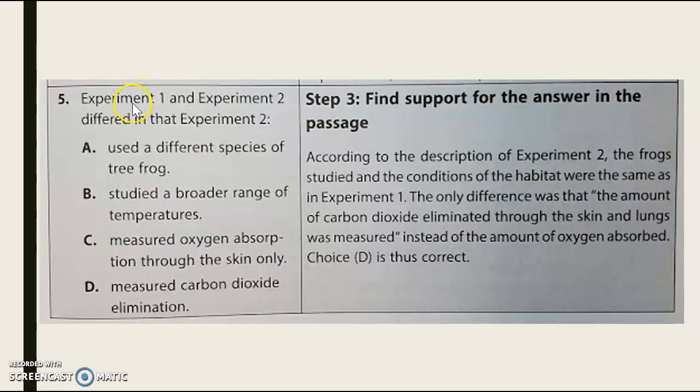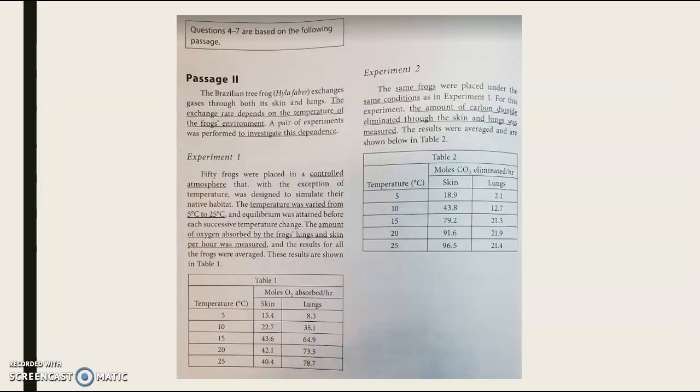Question number 5 is saying experiment 1 and experiment 2 differed in that experiment 2. So it's asking, how is experiment 2 different from experiment 1? So let's go over here, let's look at our data. We see experiment 2 has table 2, experiment 1 has table 1. So what makes this one different from this one? Temperature is the same. They're measuring CO2 from the skin and CO2 from the lungs. Here they're measuring oxygen absorbed. So it looks like the difference is in what is being measured, the amount of CO2 eliminated in experiment 2.